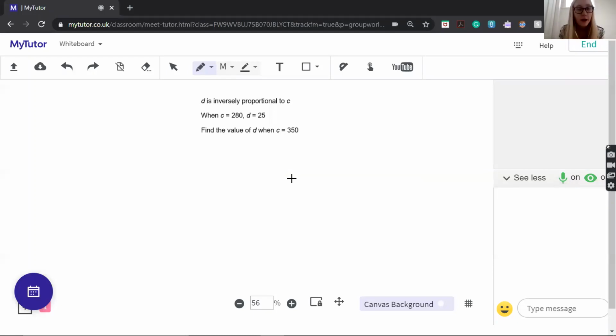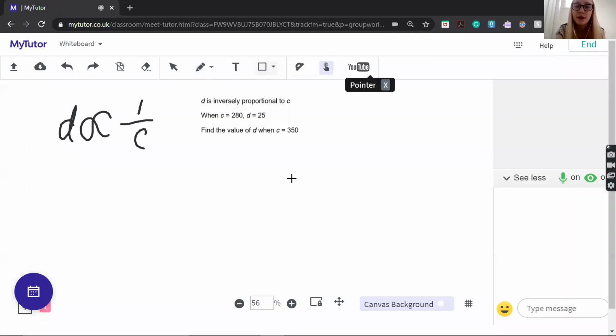So D is inversely proportional to C. Now this seems a bit scarier, but it's totally not. All we're going to do is write D is inversely proportional to C is the same thing as saying that D is proportional to 1 over C, the inverse of C. Don't worry about understanding why that is, because there's not really a why, that's just how we define it, that's what it is. So just remember that inversely proportional means it's proportional to 1 over C.